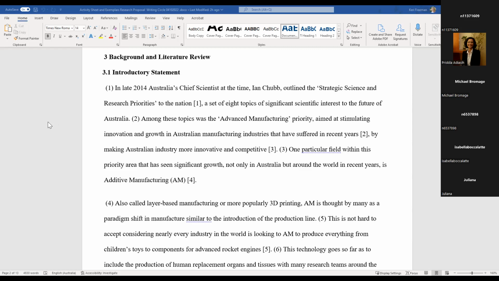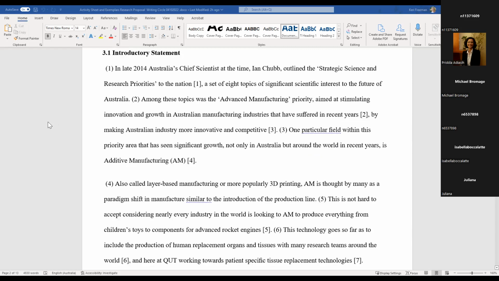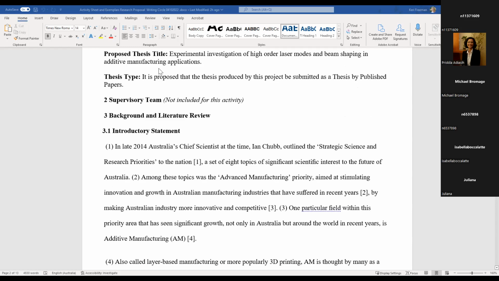In late 2014, Australia's chief scientist outlined the strategic science and research priorities to the nation, 8 topics of significant scientific interest. Among these was the advanced manufacturing priority aimed at stimulating innovation and growth in Australian manufacturing industries that have suffered in recent years by making Australian industry more innovative and competitive. One particular field that has seen significant growth is additive manufacturing, okay, which was up here in the title, wasn't there?